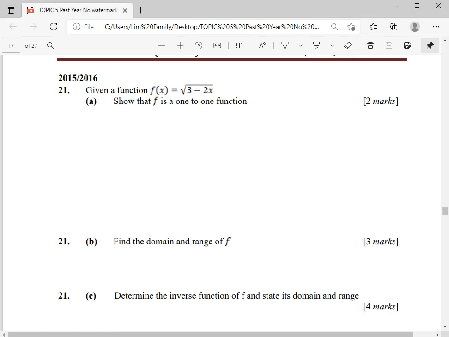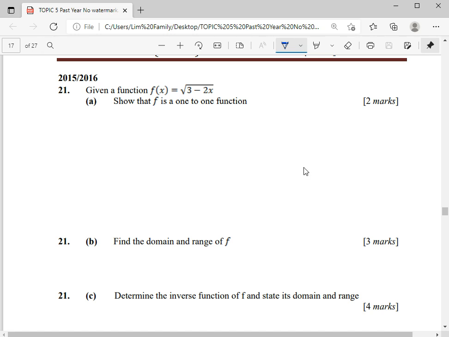So for question 21, given the function f(x) is square root of 3 minus 2x. So this is a surd function. Show that this function is a one-to-one function. We have two methods here: either we can do the graphical method or the algebraic method. What I'm doing now is the algebraic method.